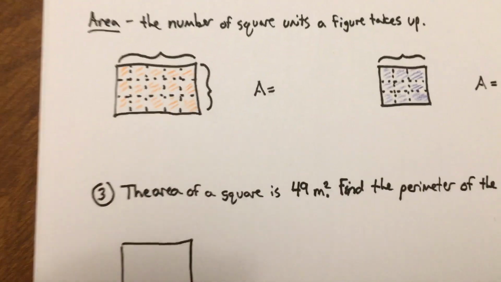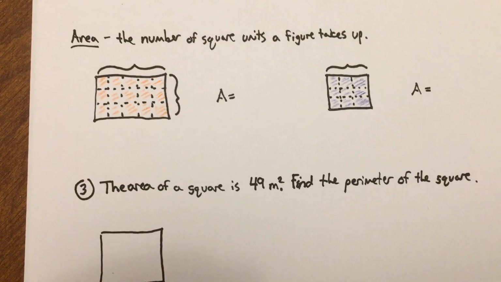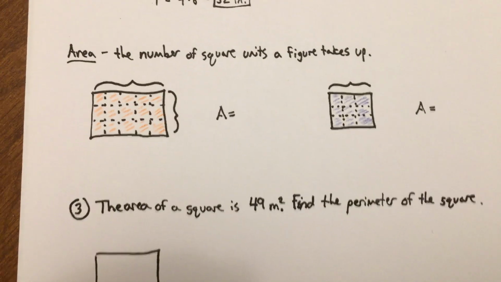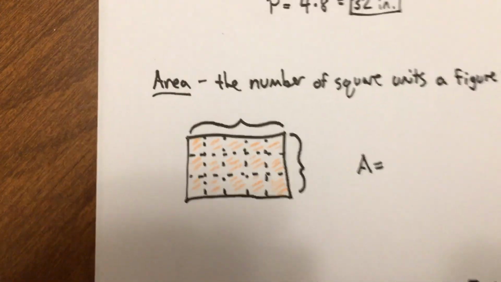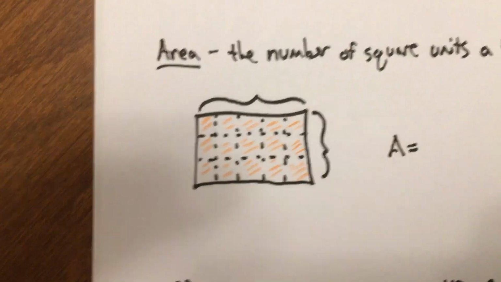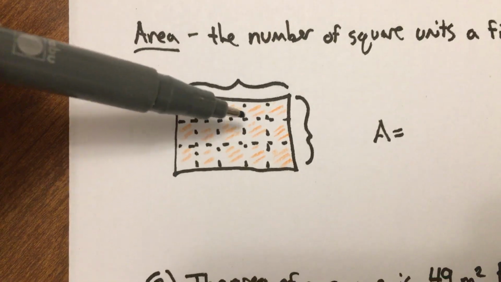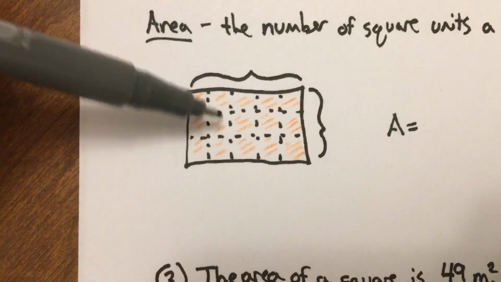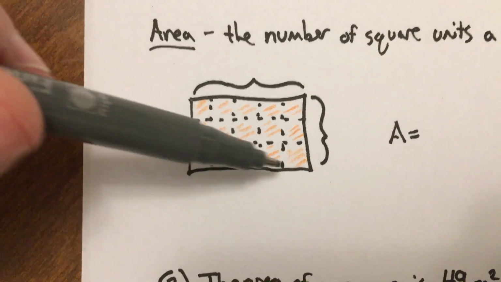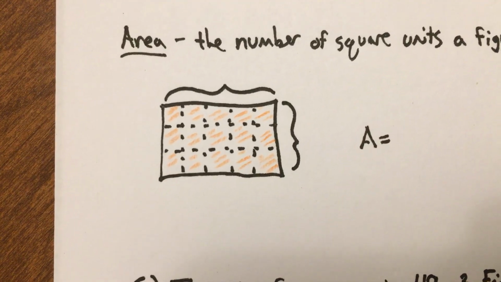Now let's talk a little bit about area. So area is the number of square units a figure takes up. So let's start with this example of a rectangle that we have right here. So if we were to think about breaking up the rectangle into square chunks, then we can count up the total number of squares that we have on the inside to calculate its area.